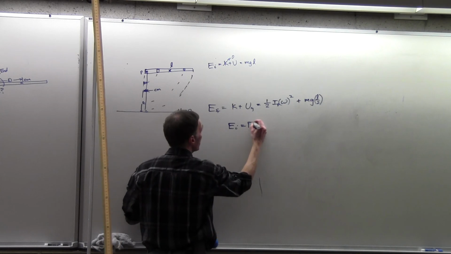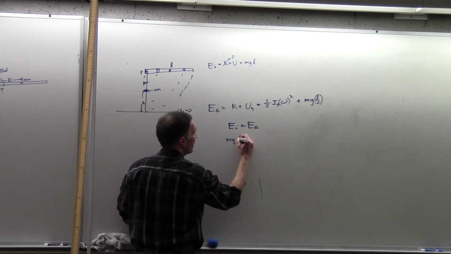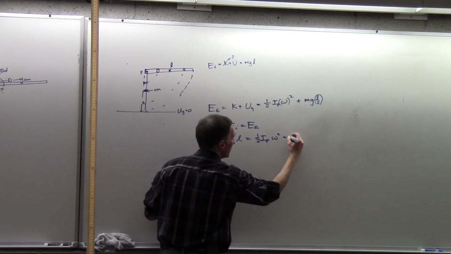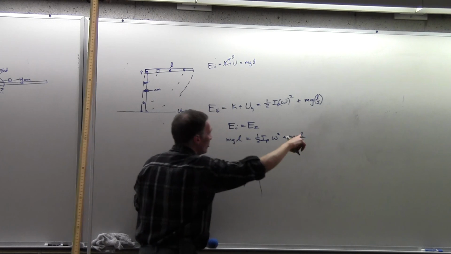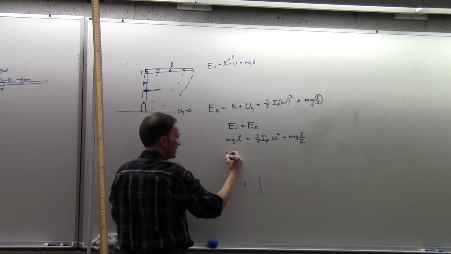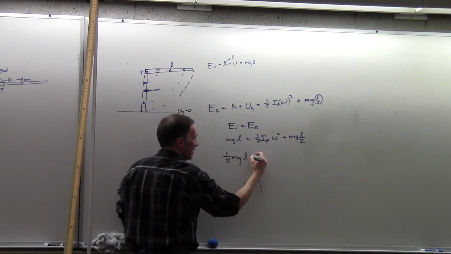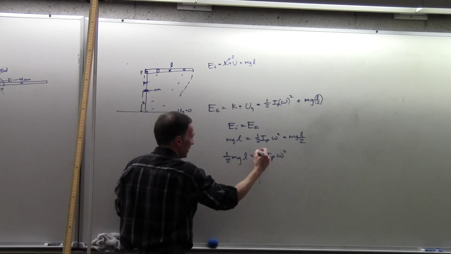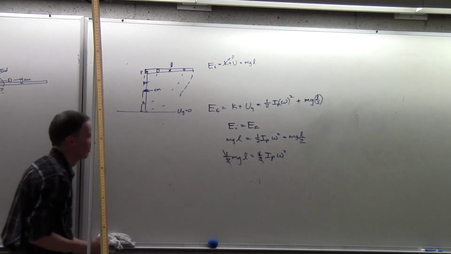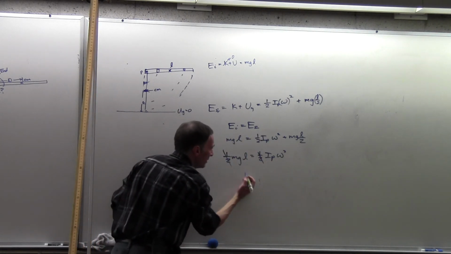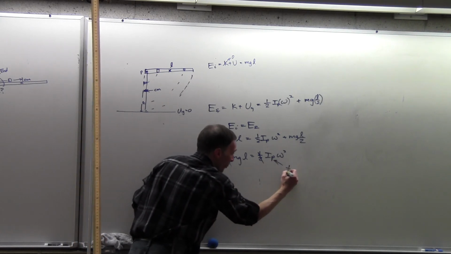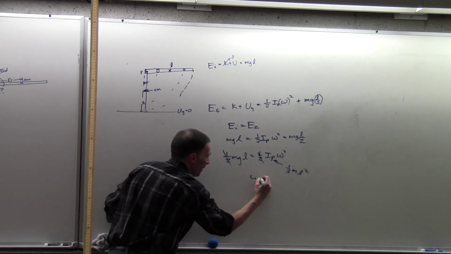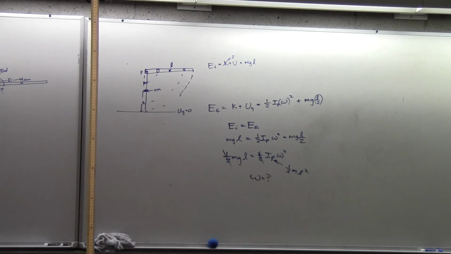The initial energy is equal to the final energy. mgL is equal to 1/2 I_P omega squared plus mg L over 2. I bring this back over here and subtract that. So that's going to be 1/2 mgL is equal to 1/2 I about P times omega squared. Maybe I shouldn't even do any more here. You could go on. We could go ahead and get I about point P. We do want to use 1/3 ml squared for that. We could go ahead and get omega, but that wasn't what he asked for.